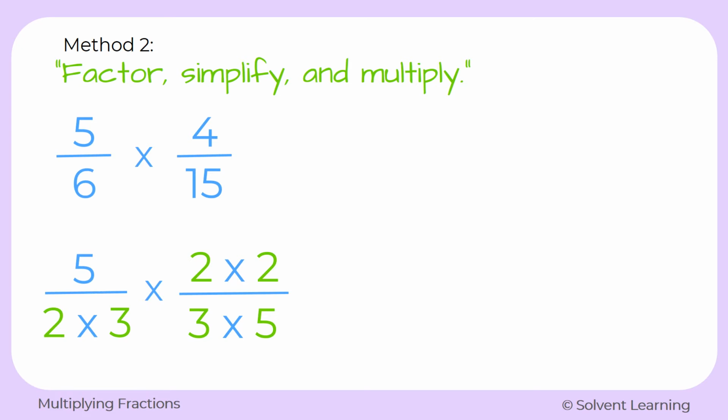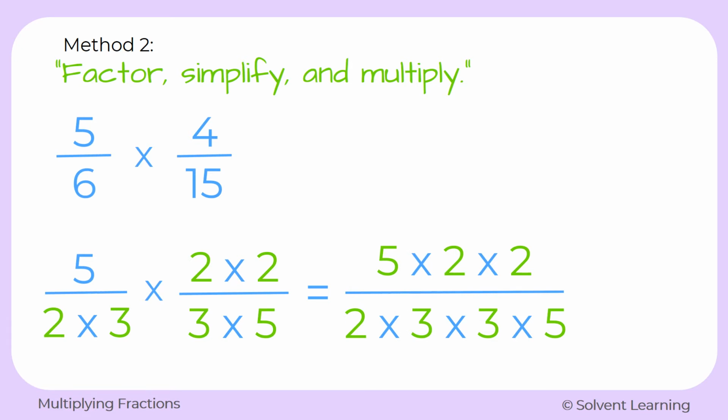Okay, the next step, all I'm going to do is take both of these fractions and put them together in one big fraction to show everything being multiplied together. So both numerators multiply together and both denominators multiply together. And here's what it looks like.